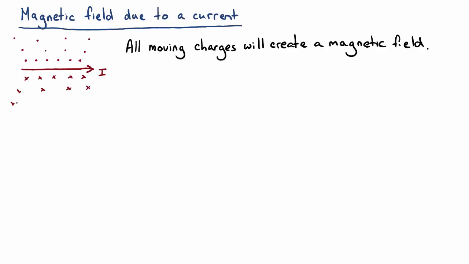And you'll recall the crosses and the dots represent a field going away from us and towards us respectively. You can work out which direction the magnetic field will be going on which side of the wire by using what's called the right-hand rule, and I'll show you how that works.